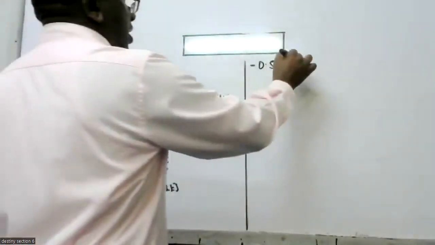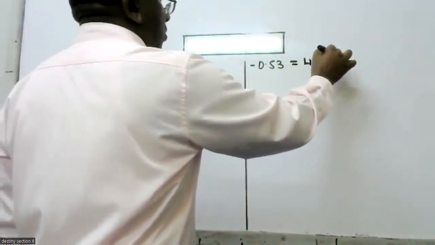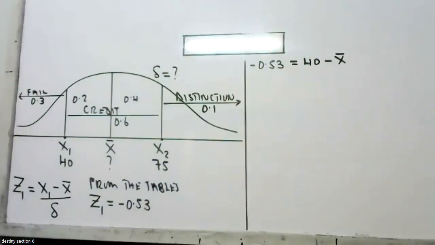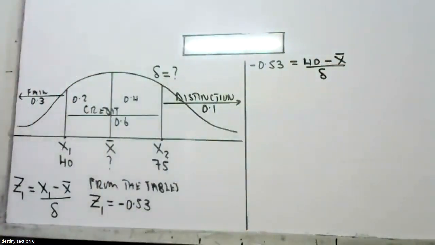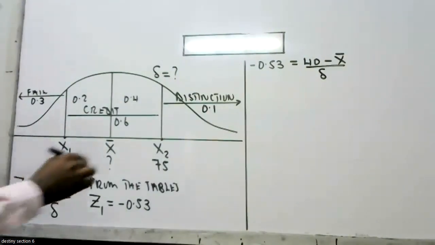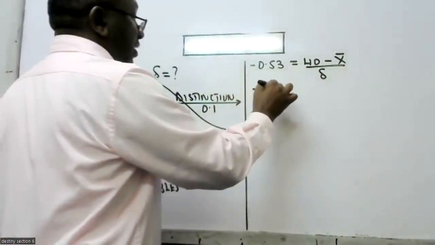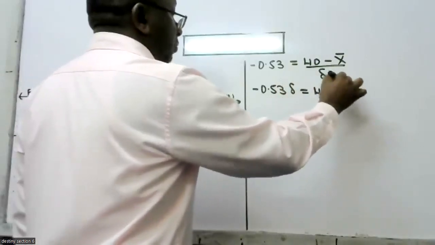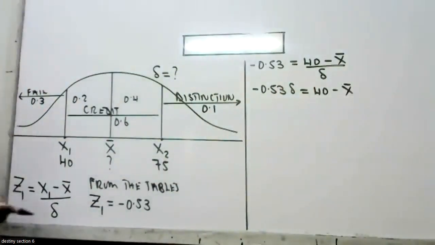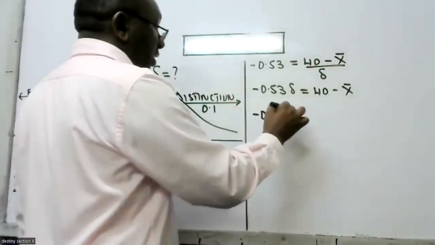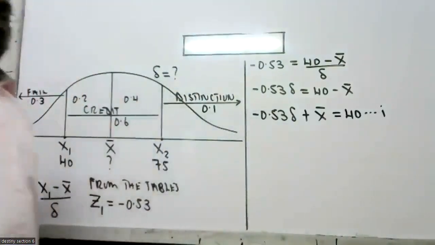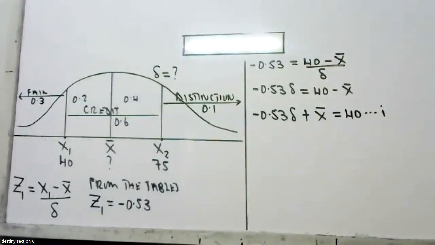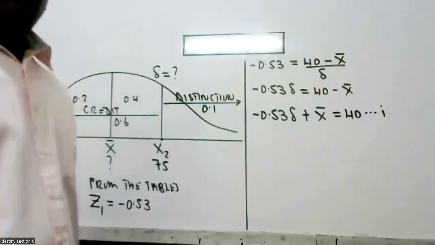Minus 0.53 is equal to X1, which is 40, minus X bar, which I do not know. You will divide by the standard deviation, which I also do not know. So this becomes negative 0.53 standard deviation is equals to 40 minus X bar. So if I put right terms together, I can be left with minus 0.53 standard deviation plus X bar should be equal to 40. And this one I call it equation number 1.